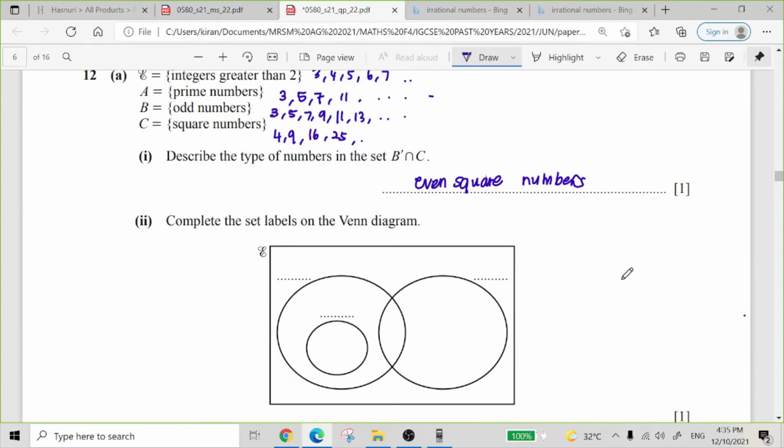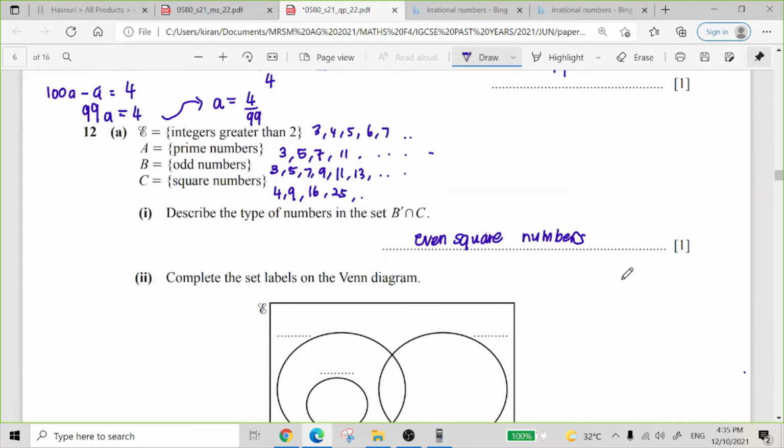Okay, complete the set labels on the Venn diagram. Okay, so dekat mana kita nak letak dia? Dekat sini kalau awak tengok ialah prime numbers dia ada intersect dengan odd numbers. Okay, semua prime numbers sebenarnya ialah kalau kat sini dia mesti dalam number odd numbers. Okay, maknanya ini ialah A, then this one is B, and this one is C.